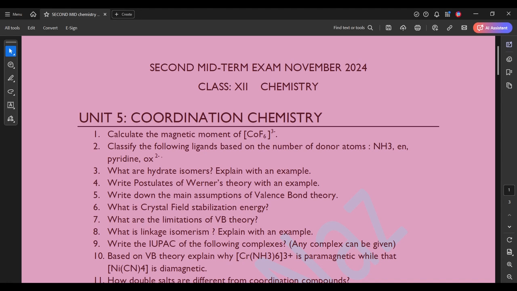Here the first question is: calculate the magnetic moment of the cobalt complex hexafluoridocobaltate(3-). So you have to calculate the magnetic moment. How to calculate the magnetic moment? It is based on VBT theory.